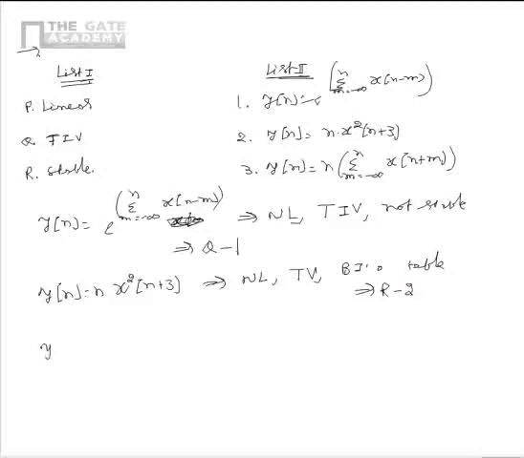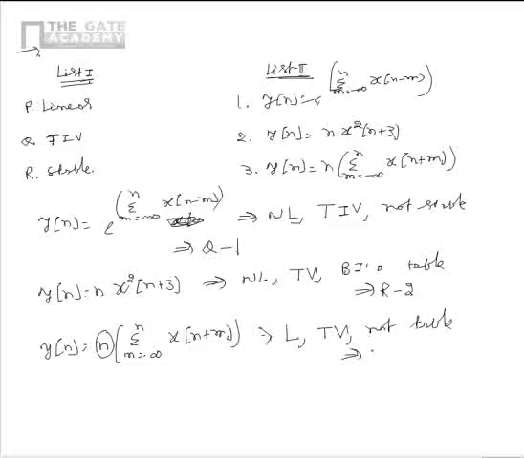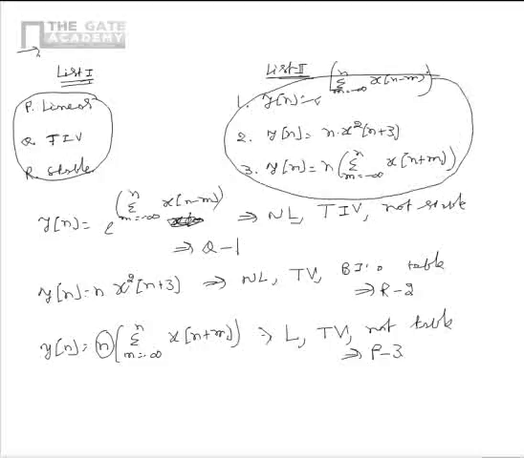Finally, if you consider the system y[n] = n·Σ_{m=-∞}^{n} x[n+m], we see that the system satisfies the superposition principle, so it is linear, and also the system is time variant, and because of the factor n, the system is not stable in the BIBO sense. From this P maps to 3. So we could match the attributes in list 1 with the systems in list 2.